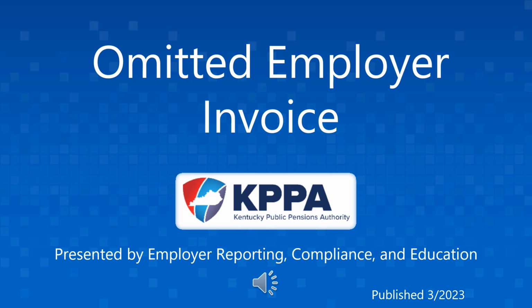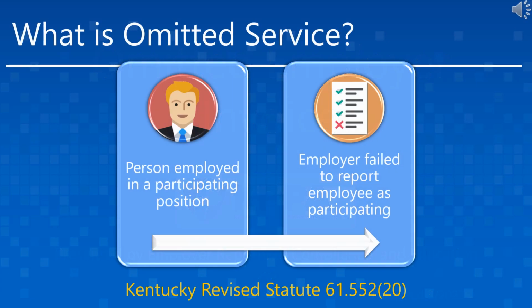This video will provide information on the Omitted Employer Invoice. Omitted service occurs when an employee is working in a position that qualifies to participate, but the employer does not correctly report the employee to KPPA.